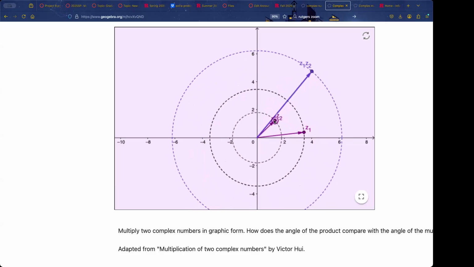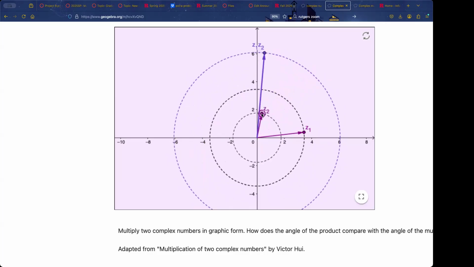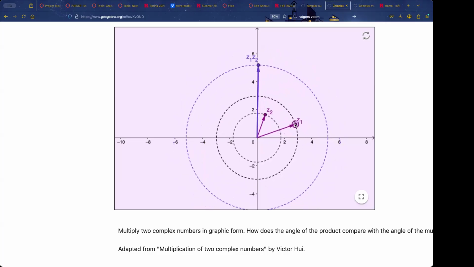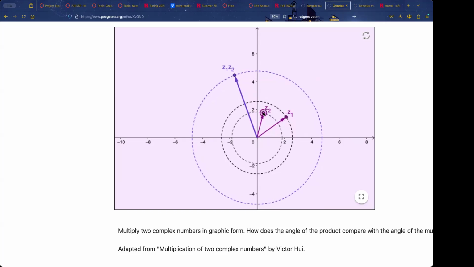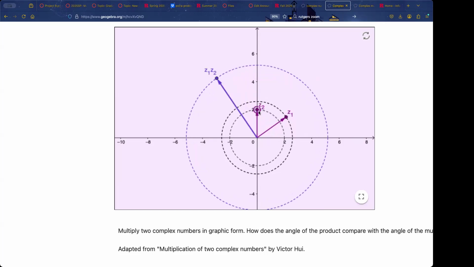But I could do something a bit different. Again, I can increase this one. Let's see. Maybe now this is 45. And then 45 degrees plus 90 degrees, that's 135, which would land somewhere in here, right? So that's why the angle of the new vector results. And the size, the length of this arrow or this number, is the product of the individual lengths.